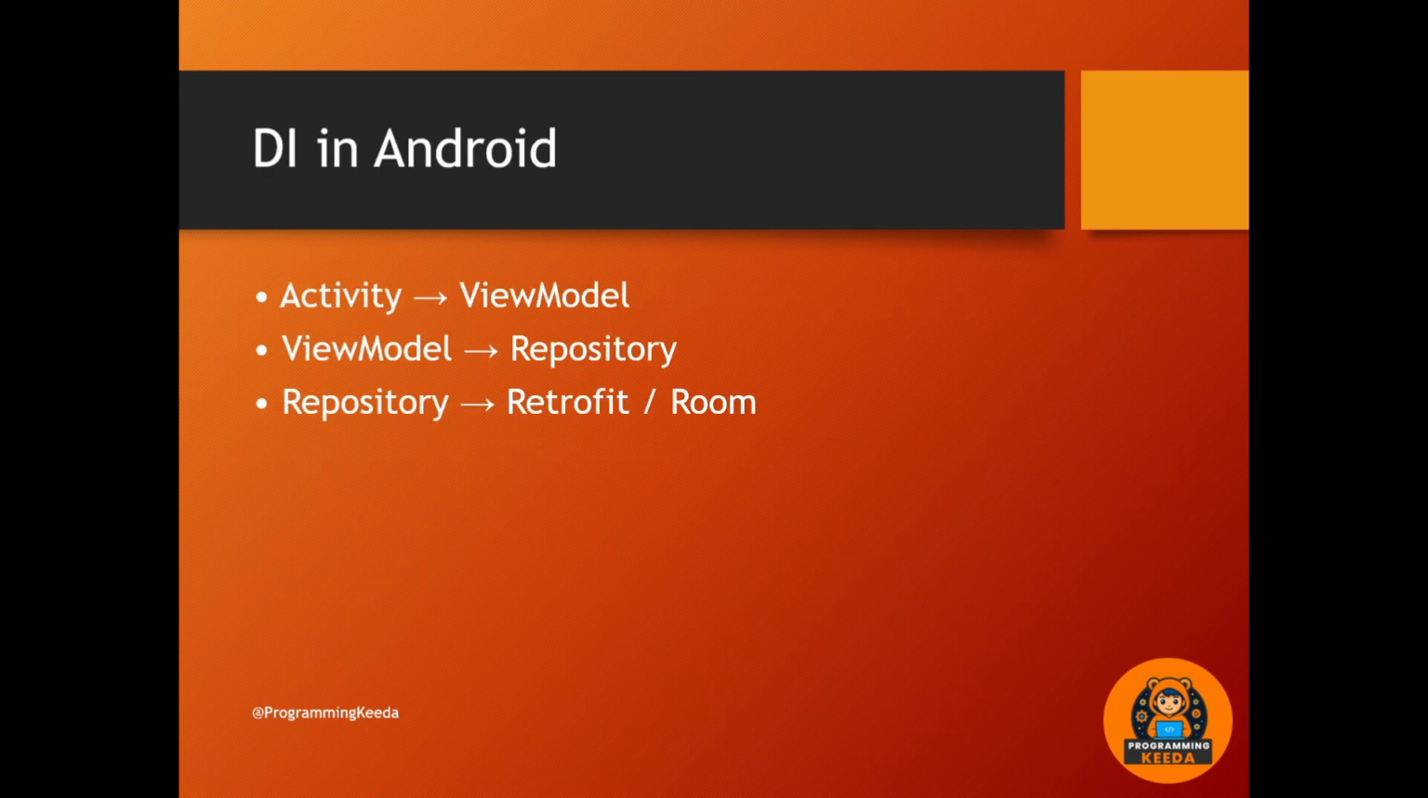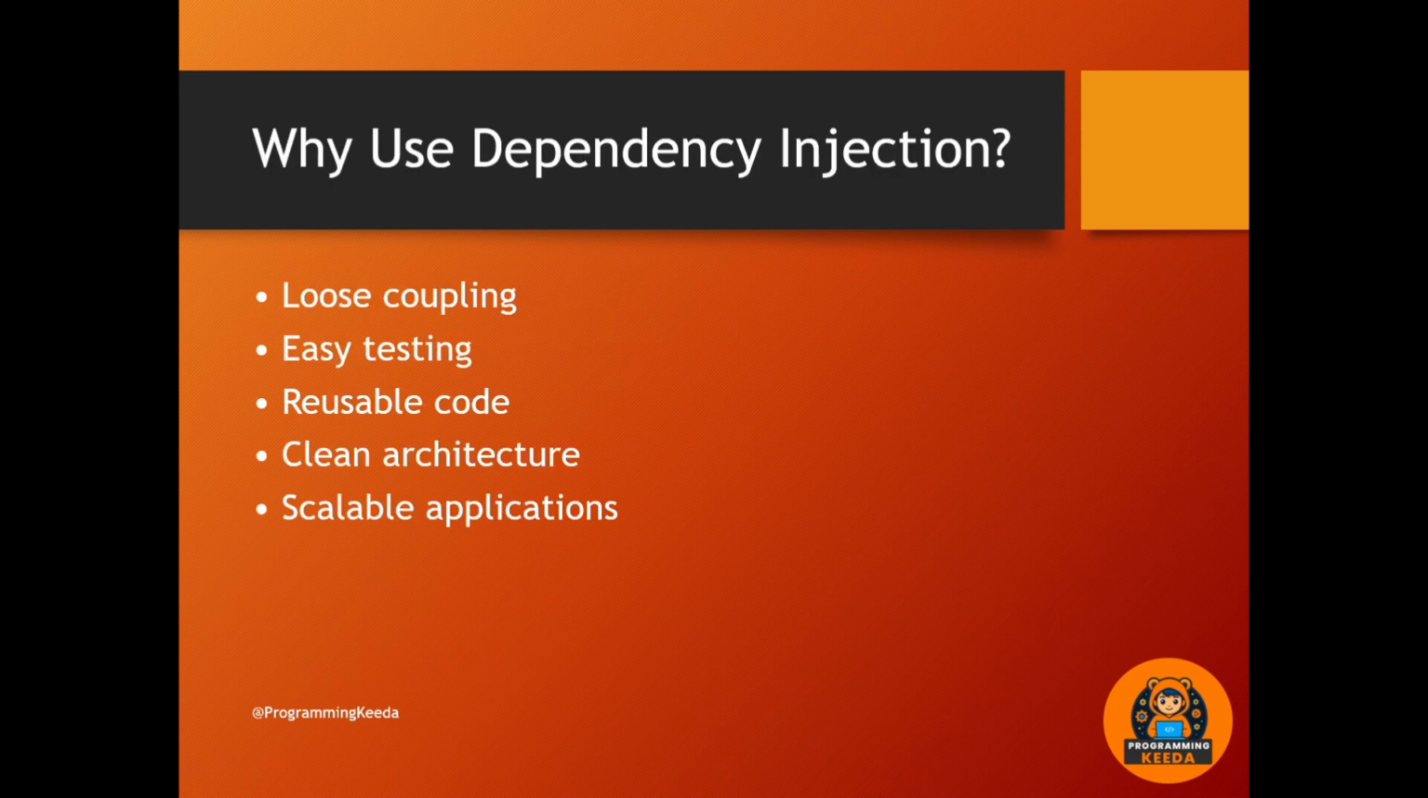Dependency injection in Android. In real Android applications, dependency injection is used extensively. Activity depends on ViewModel. ViewModel depends on repositories, and repositories depend on data sources like Retrofit API or Room database. Dependency injection helps manage this relationship. By injecting a dependency, we avoid creating objects manually in activity or ViewModel, which results in cleaner code and better separation of concerns.